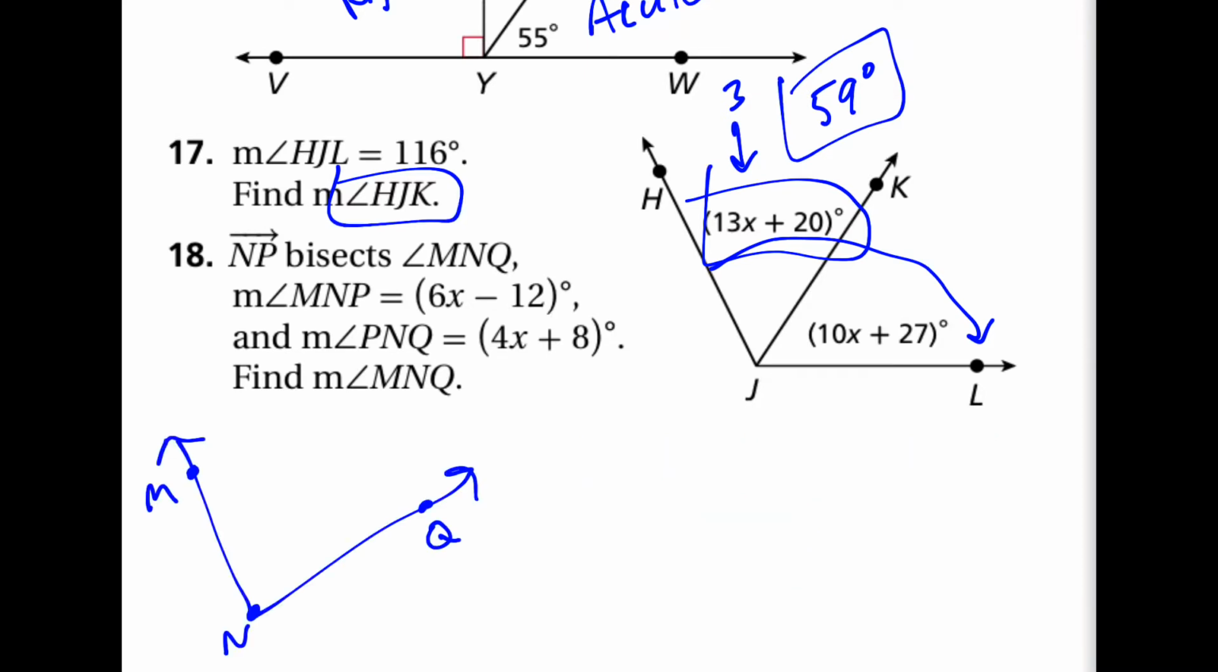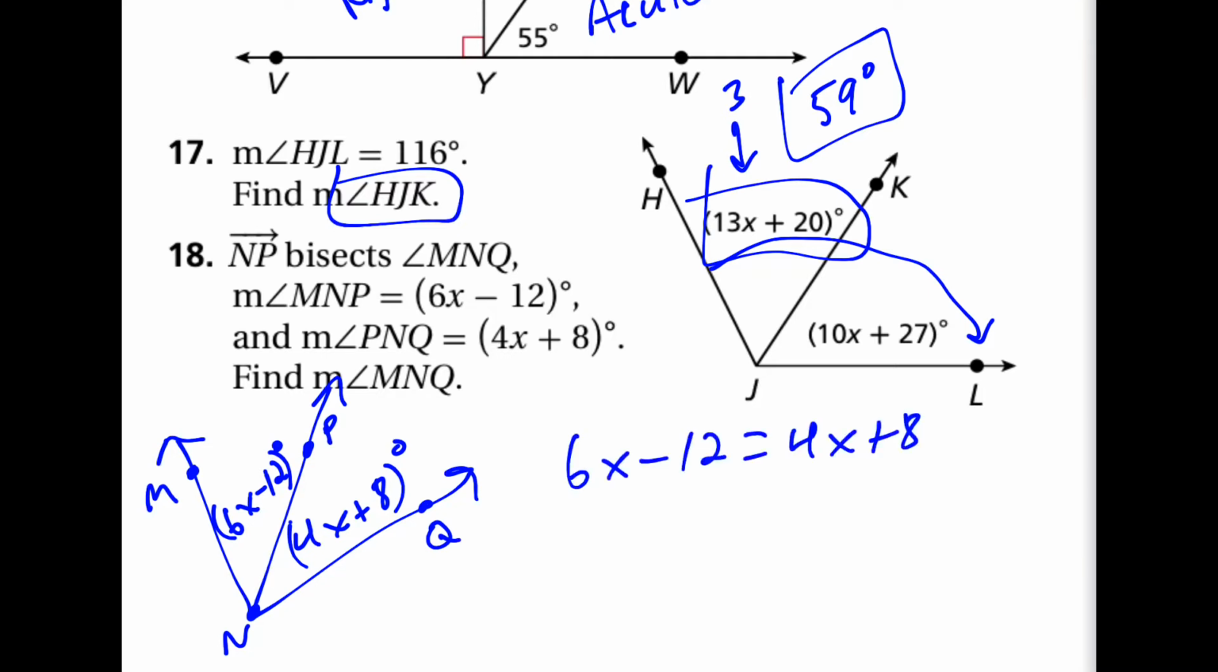So here's my angle MNQ, and NP bisects that, or cuts it into two equal parts. So the first angle here they give is 6x minus 12 degrees. And the second angle they give, PNQ, is over here, 4x plus 8. If I want to find the entire thing, I can set these two equal to each other, solve, and then find one of them and double it.